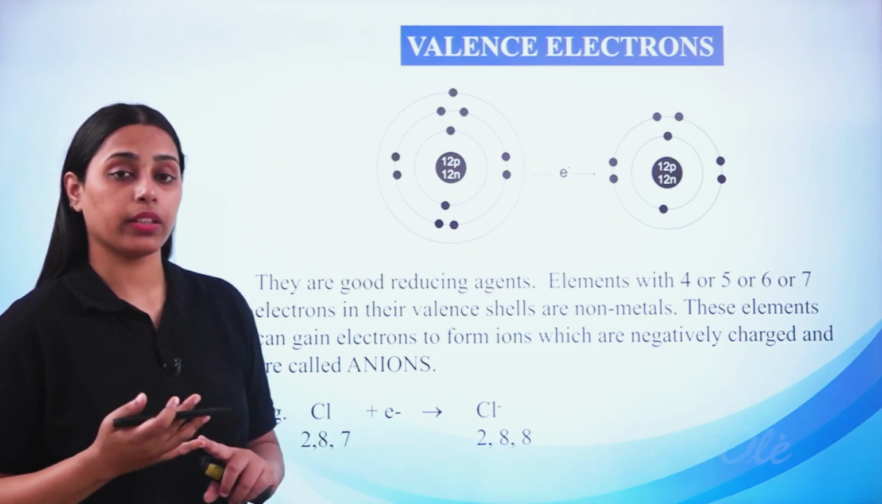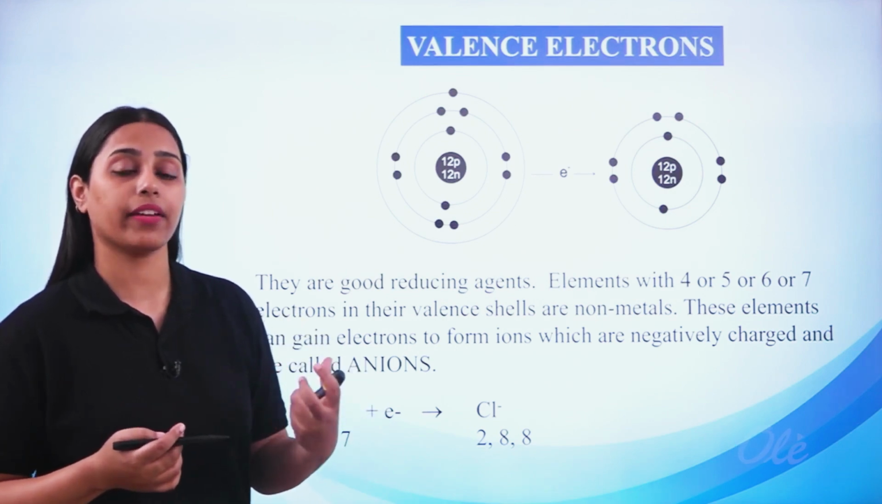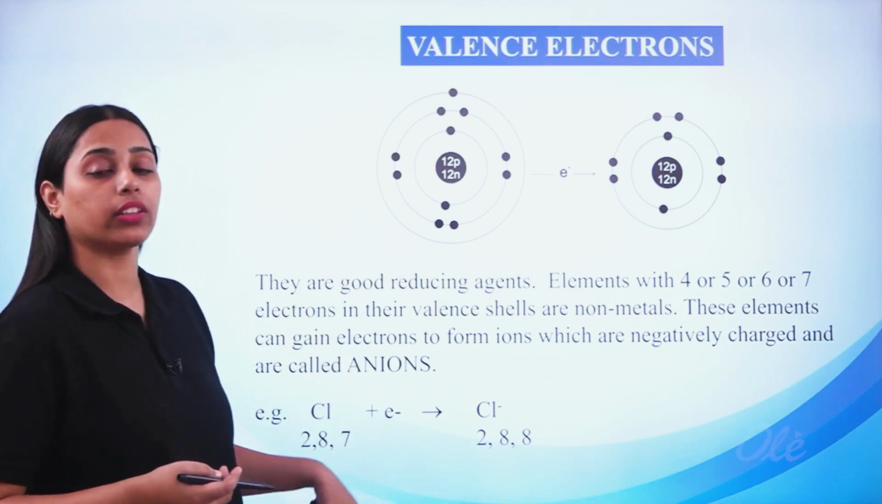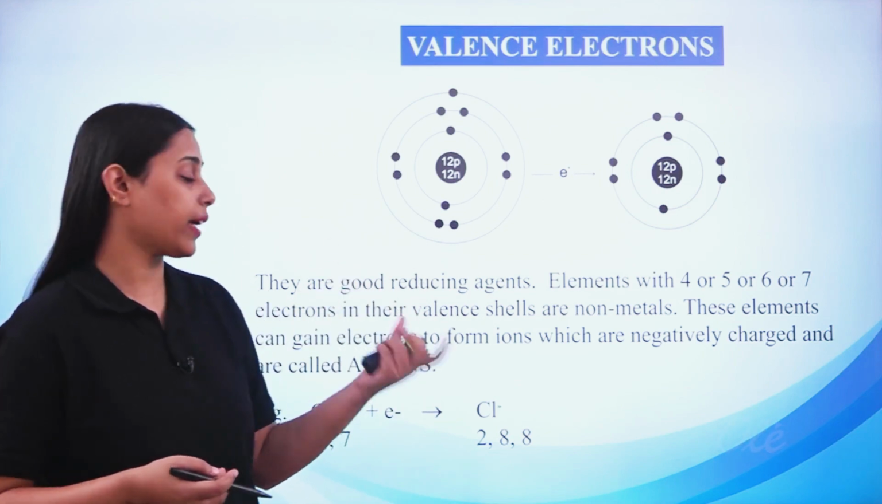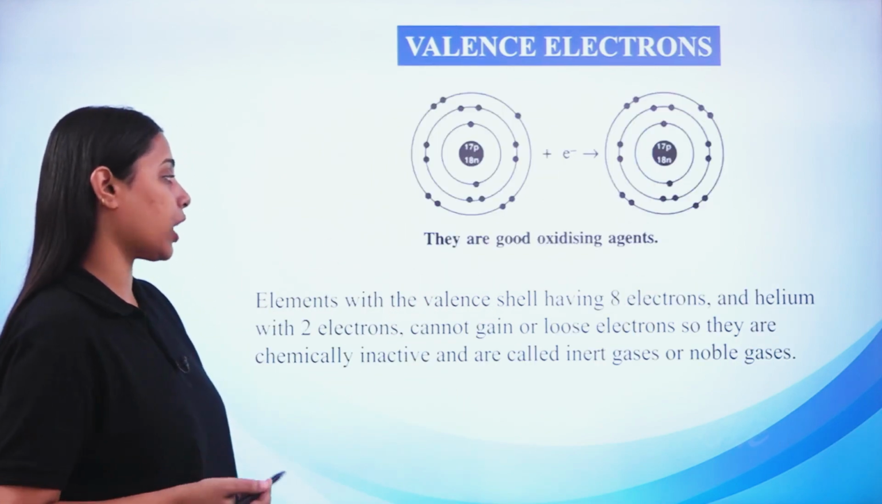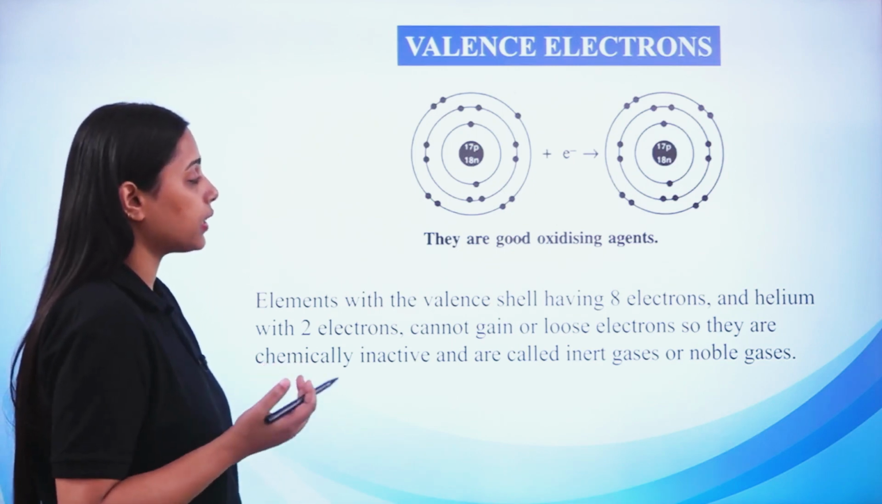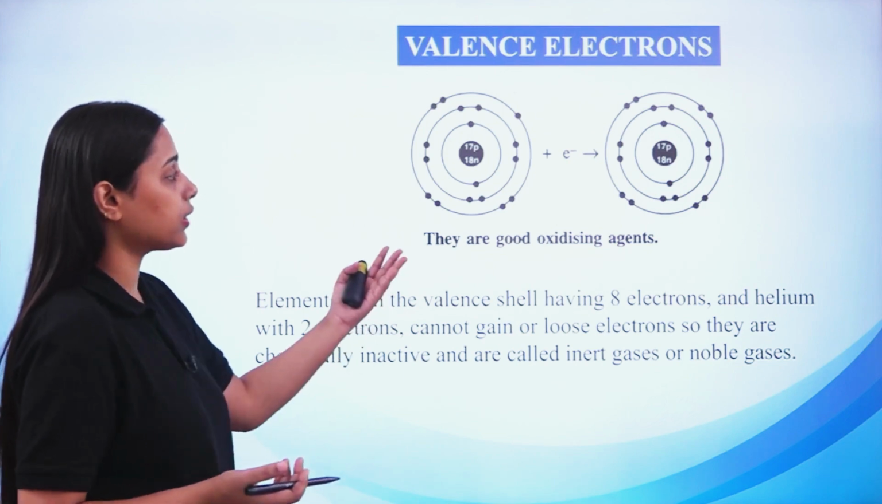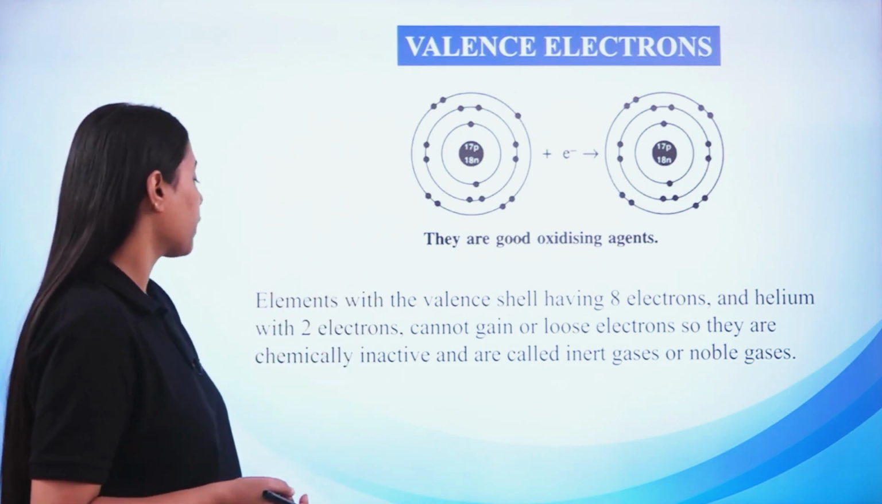Chlorine, for example, a non-metal, atomic number 17, has configuration 2, 8, 7. So when it gains this one electron, it achieves the nearest noble gas argon configuration, Cl−, then it will become negatively charged, and then they are known as anions. They are considered as good oxidizing agents. So this is the atomic orbital diagram for the chlorine atom.